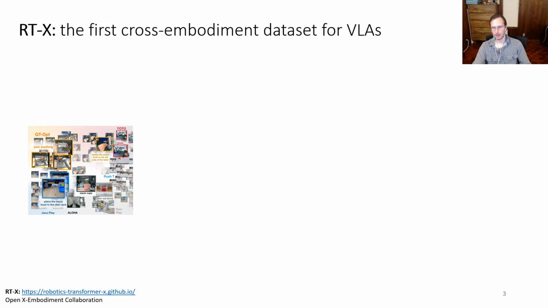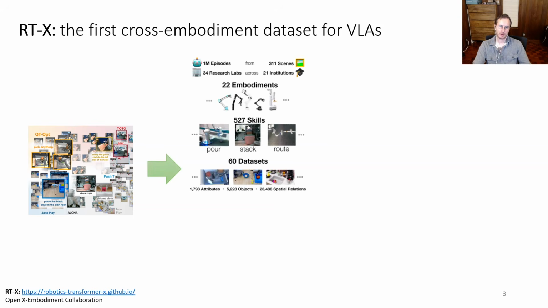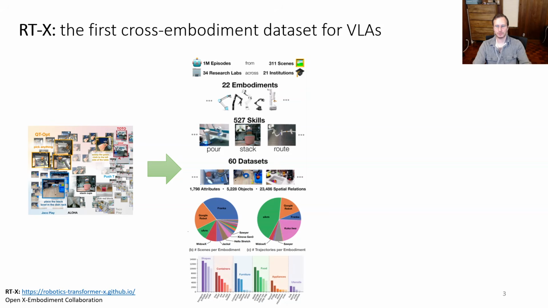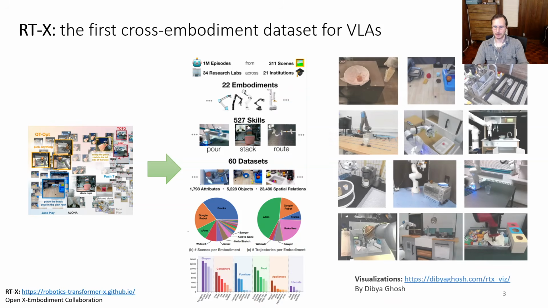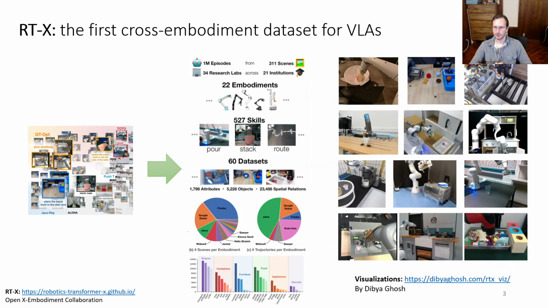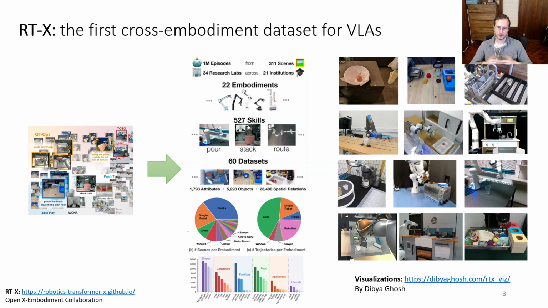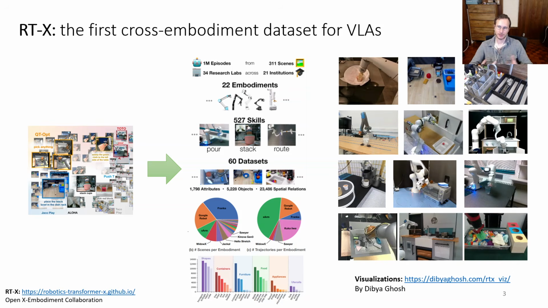In RTX, the idea was to collect data from many different robots by essentially just asking researchers to donate their data to science. So the RTX dataset consisted of data from 34 different research labs, containing 22 different kinds of robots, lots of different skills. I can go into the statistics of this in a lot more detail, but it's perhaps easiest if I simply show some videos of the different types of situations seen in RTX. So you can see that there's a lot of diversity.